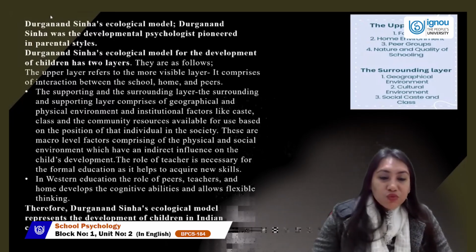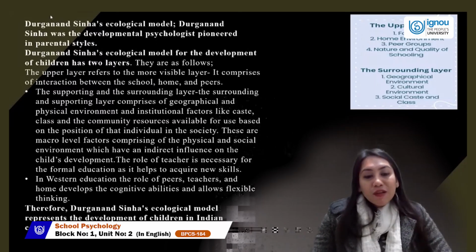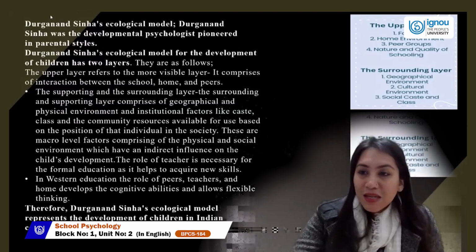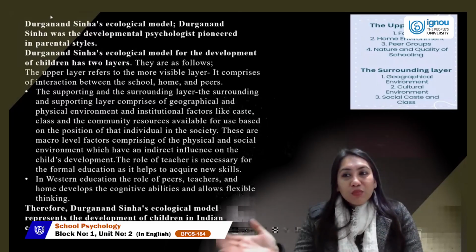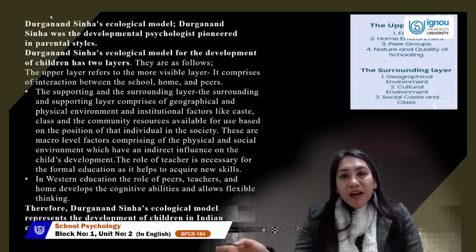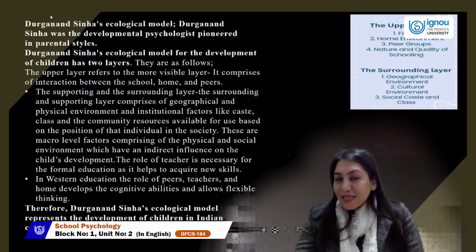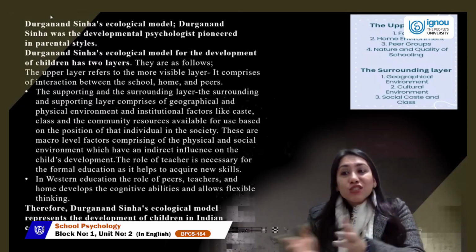Therefore, we need to know that Durganand Sinha's ecological model represents the development of children in an Indian context, which is Indian culture. Now, as in the image, the upper layer comprises the family, the home environment, the peer groups that we are a part of, the nature and the quality of the school. As I said, is the school a public school? Is it a government school? The facilities in the school.